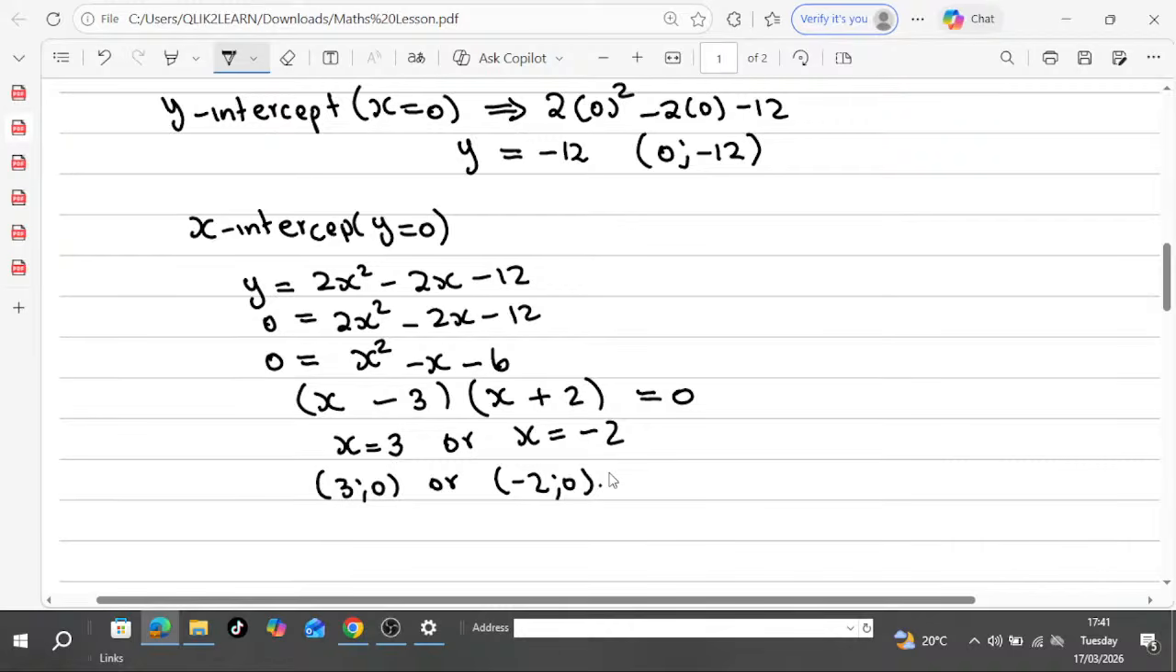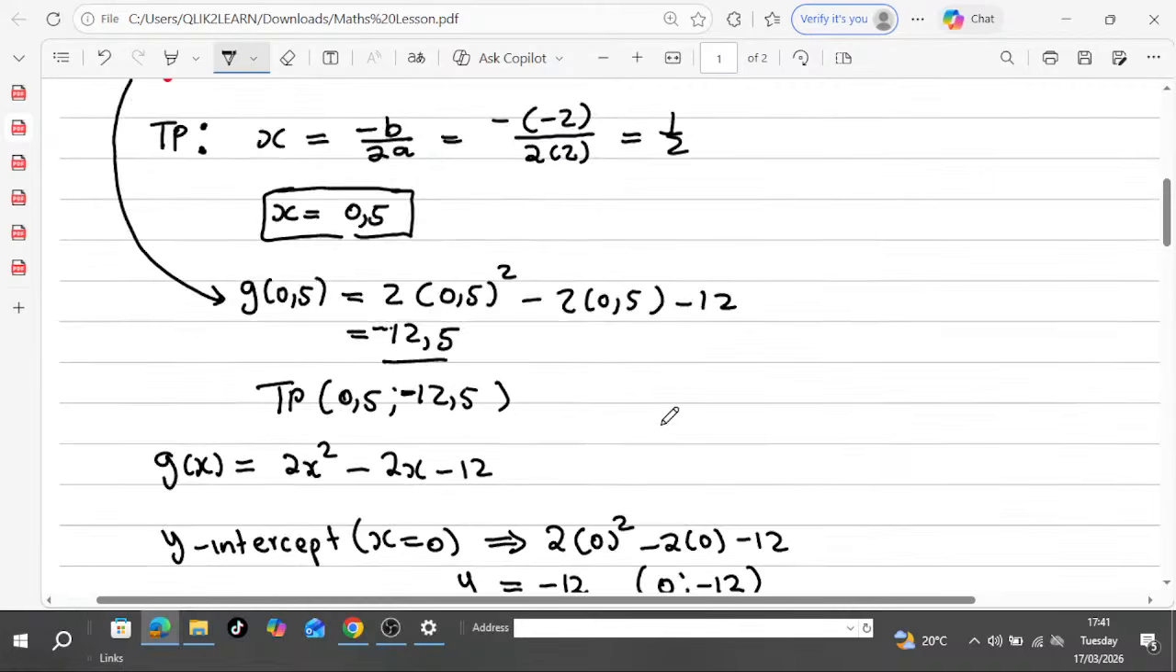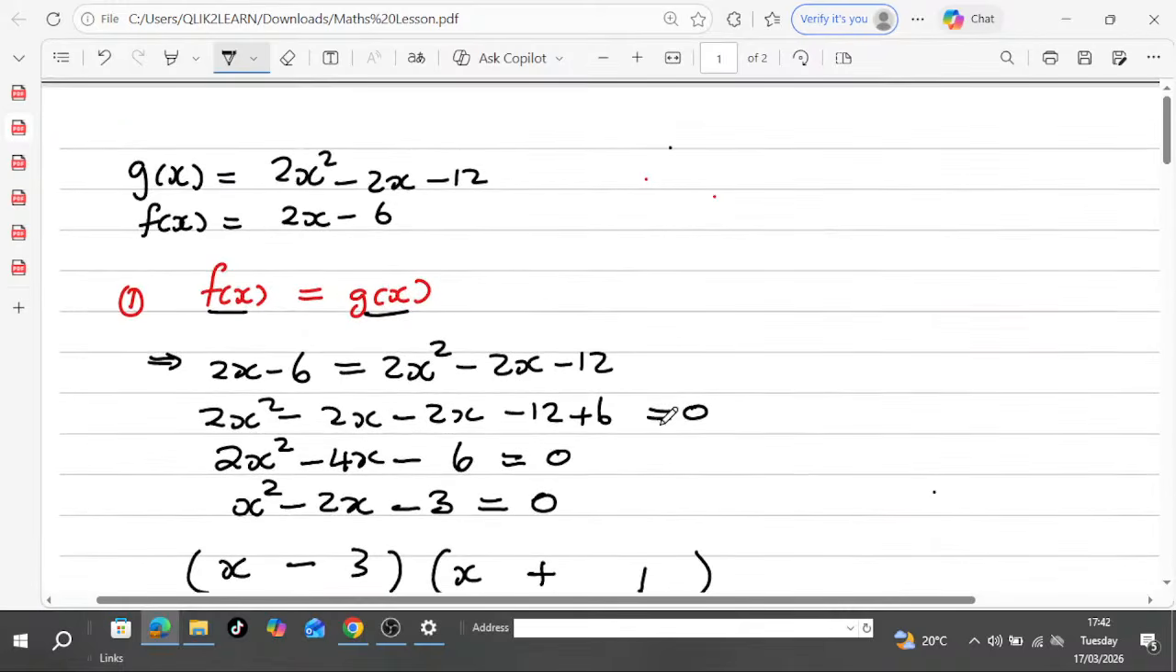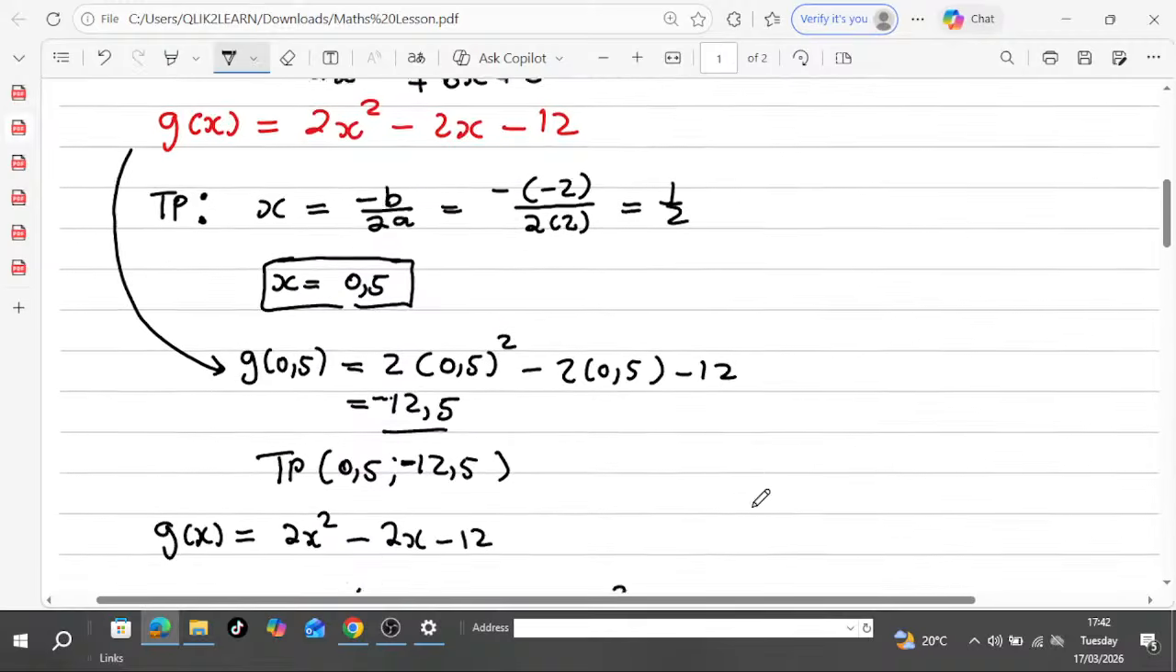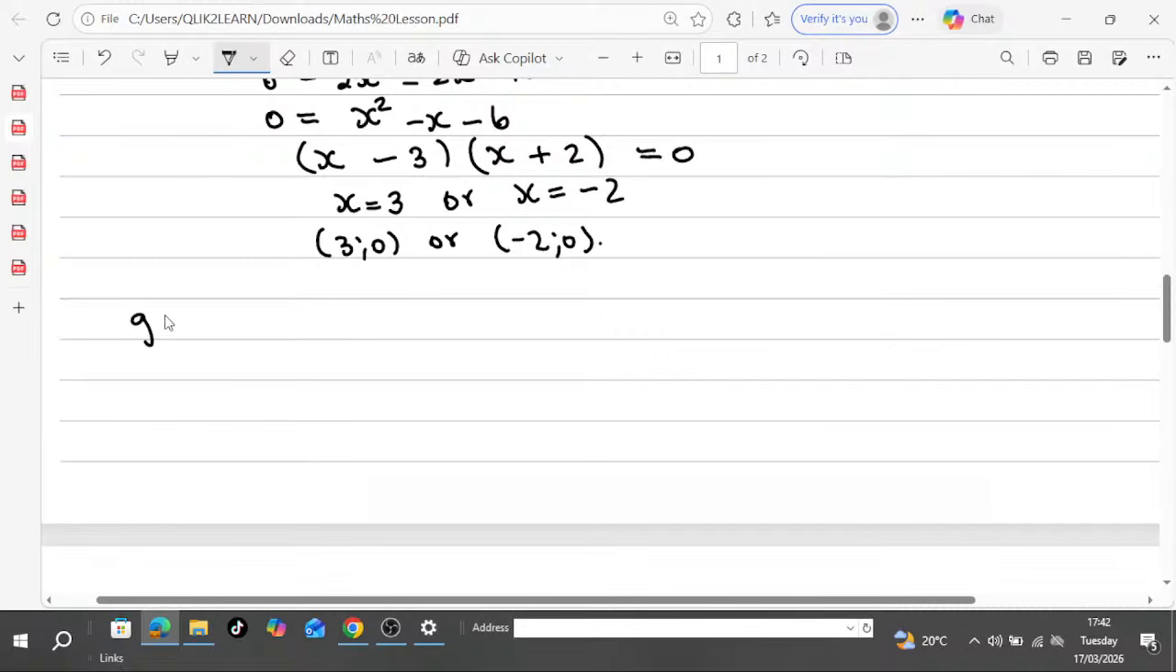So now that we have the x-intercept, what next? Because remember, we are plotting these two graphs. So we have everything for that quadratic function. Let us focus on f at x. We are done with g at x. Let us work on f at x now. I'm just going to take this step by step.